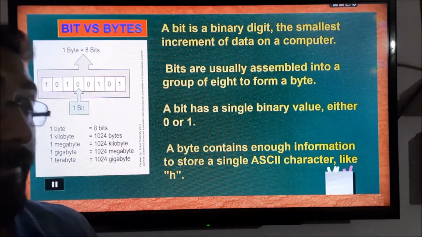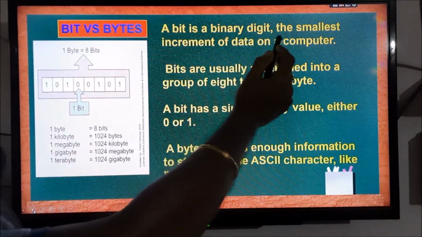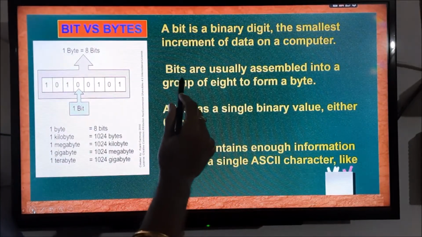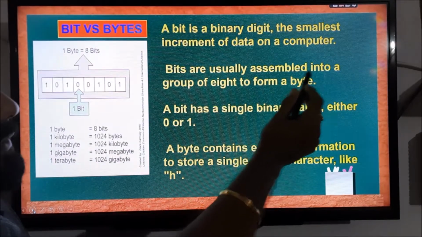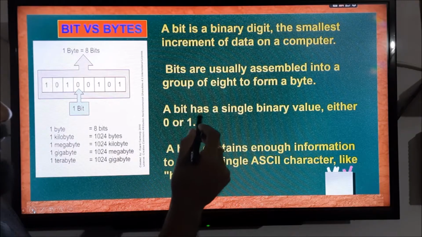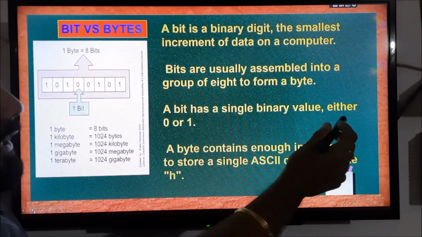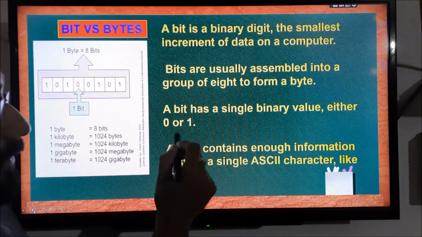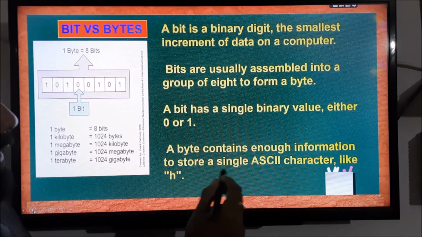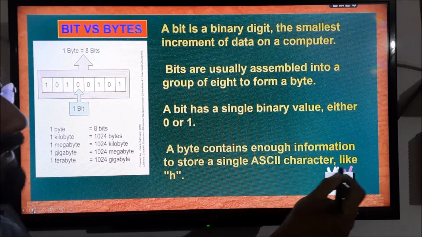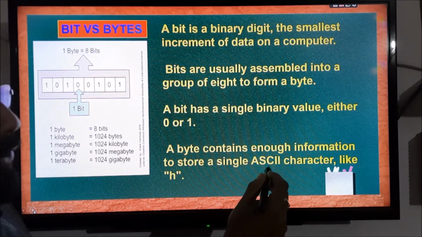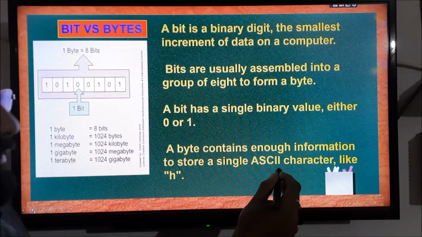What is a bit? A bit is a binary digit, the smallest increment of data on a computer. Bits are usually assembled into a group of 8 to form a byte. A bit has a single binary value, either 0 or 1. A byte contains enough information to store a single ASCII character like H. It is American Standard Code for Information Interchange.